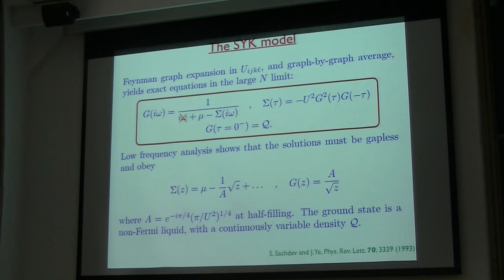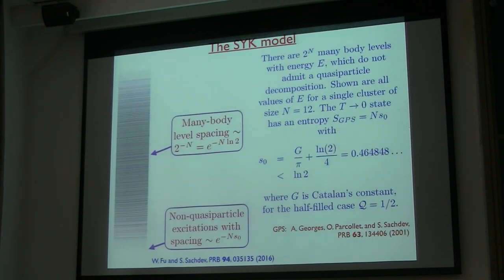And then we published this paper, and only a few people paid me attention, one of whom was Antoine Georges, and he wrote a very nice paper with Olivier Parcollet, and then we started working on it together. And one of the things we understood is that this model has a non-vanishing limit of the entropy as temperature goes to zero. So, you know, this is in violation of what you'd call the third law of thermodynamics, and this disturbed us somewhat in those days. Maybe that's why most people lost interest in this model.